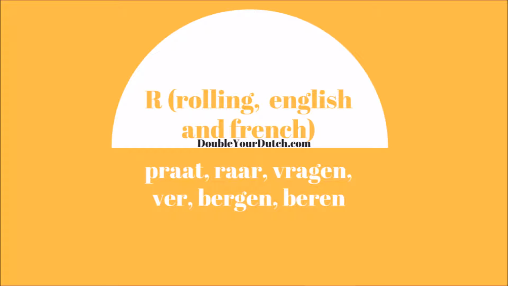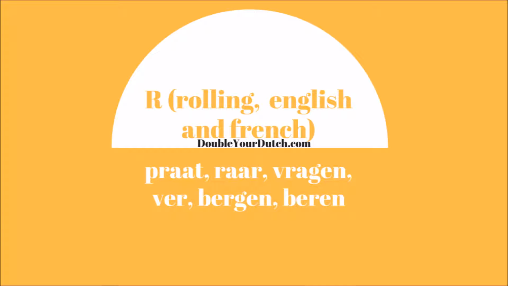Then we go to the R. There are actually three R's you can hear in Dutch. The rolling R: praat, raar, vragen, ver, bergen, beren. Like the Spanish R. Then the English R, I don't know what else you might call it. That is actually not just English speakers who learn Dutch who sound like that, there are actually Dutch people who use the R like that natively. And it's supposed to be like a posh upper class accent.